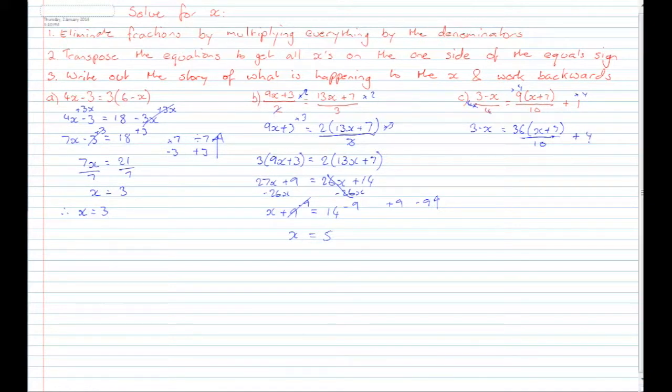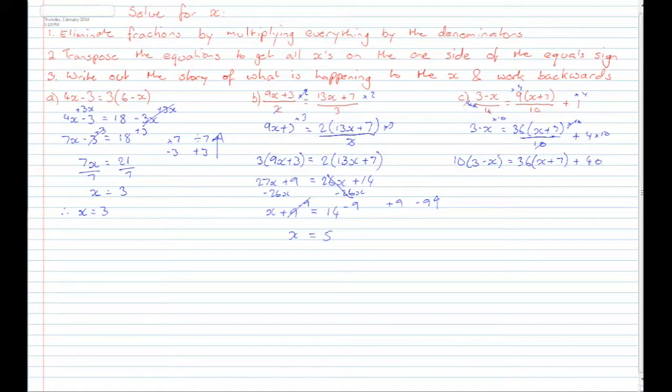Right, we still have the 10 here though, which is quite ugly, so we're going to multiply everything by 10. So times by 10, even this side here as well, times by 10, and this one here times by 10. So you're going to get 10 bracket 3 minus x is equal to, well, the 10s here are going to cancel out, so 36 bracket x plus 7 plus 4 times 10 is 40.